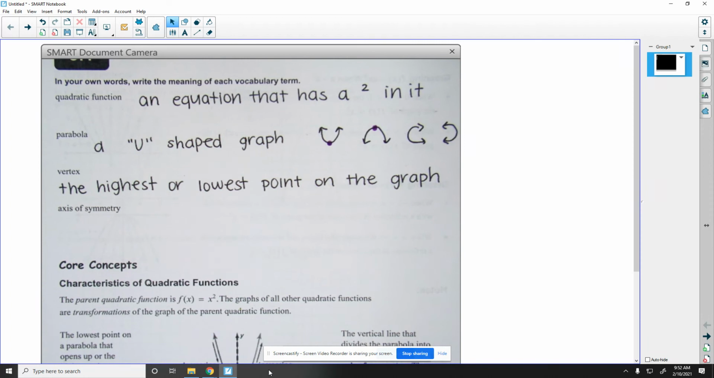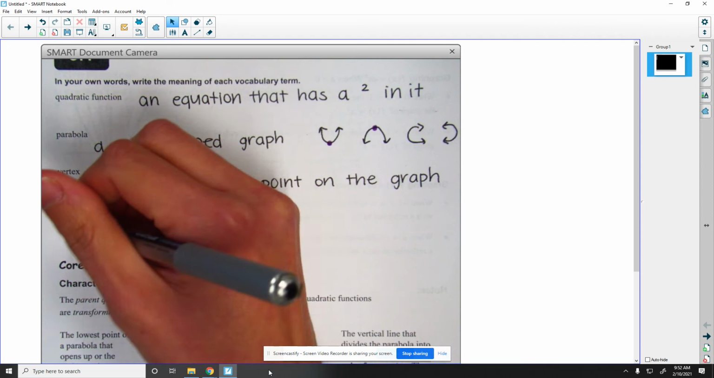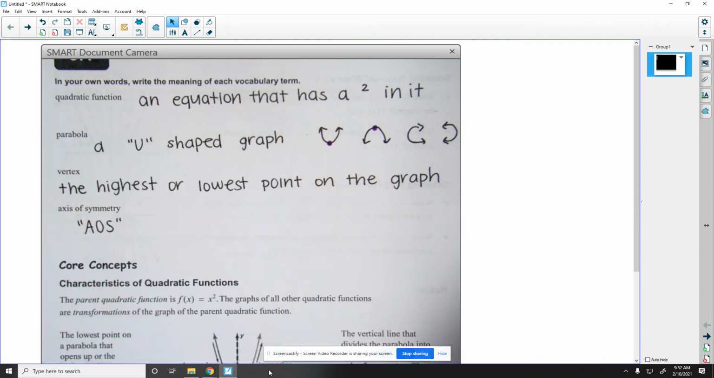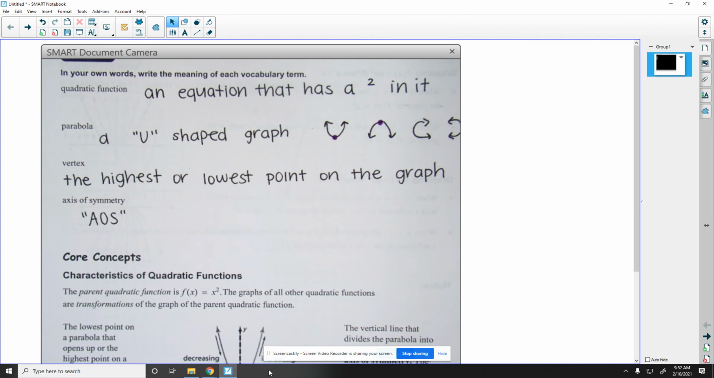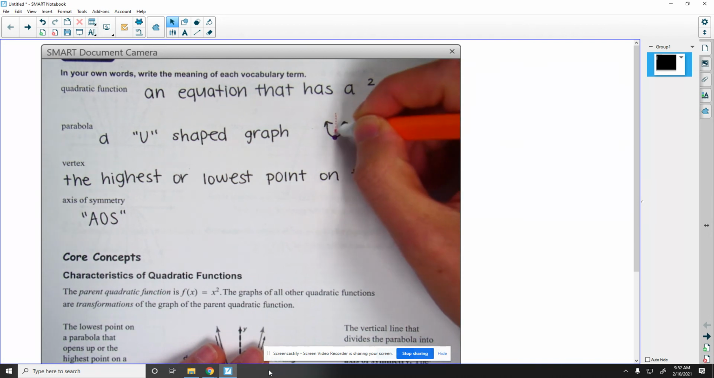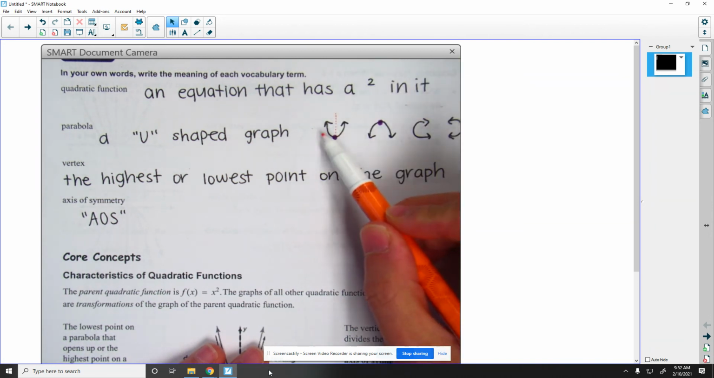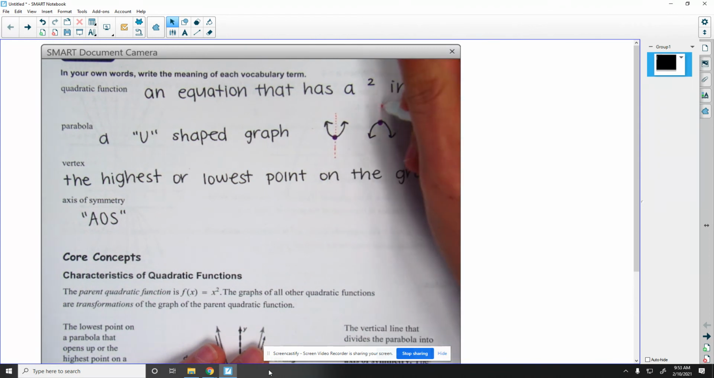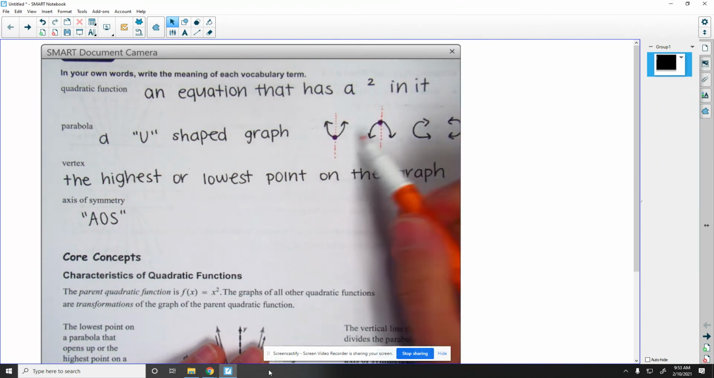There's another word you're going to learn, and we're going to be using a lot this chapter, and it's called the axis of symmetry, which we really just call AOS, so you don't have to spell it out. We just say AOS, axis of symmetry. So the axis of symmetry is basically like the wings of a butterfly, right? They're perfectly symmetrical. When you fold on this imaginary line, that would be your axis of symmetry. For this one, if I were to fold on this imaginary line, the left side would match up with the right side.